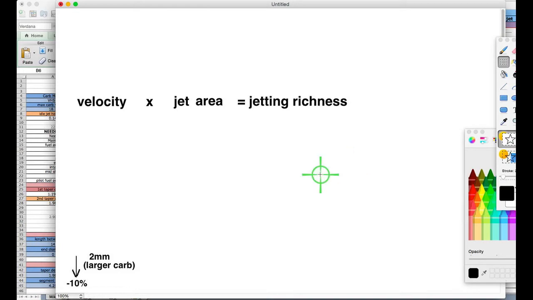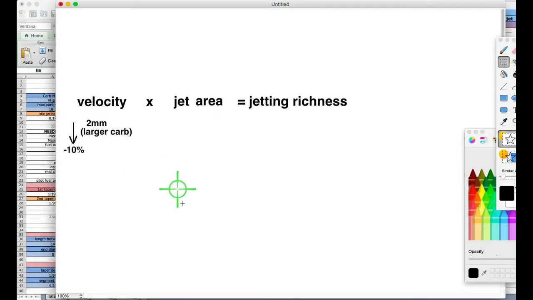Okay, this is what I want to present to you. The velocity times the jet area equals the jetting richness. Okay, so in order to maintain the same level of jetting, if you increase the velocity or decrease the velocity, you have to make the opposite changes to the jet area. In this case, if you decrease the velocity by 10% with a 2 millimeter larger carb, from 34 millimeter to 36 millimeter, you've got to increase the jet flow area by 10% to maintain the same jetting richness.